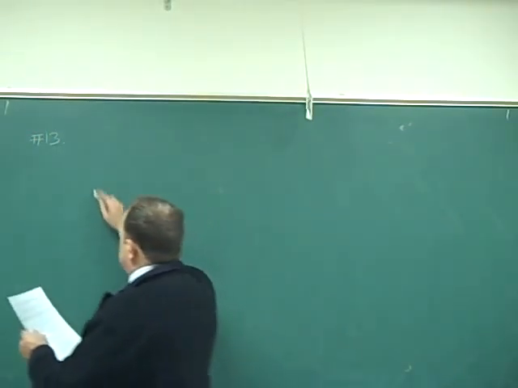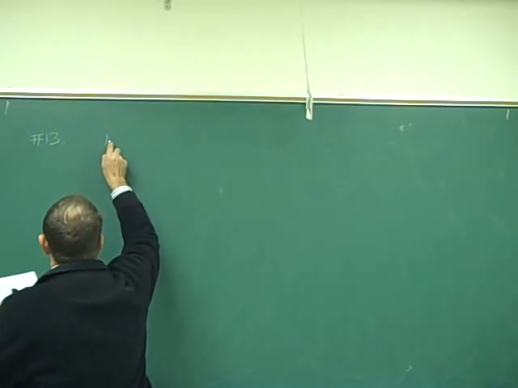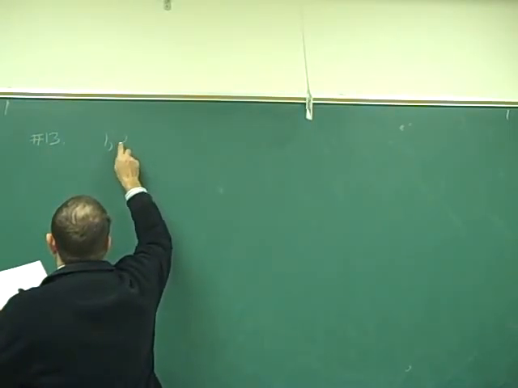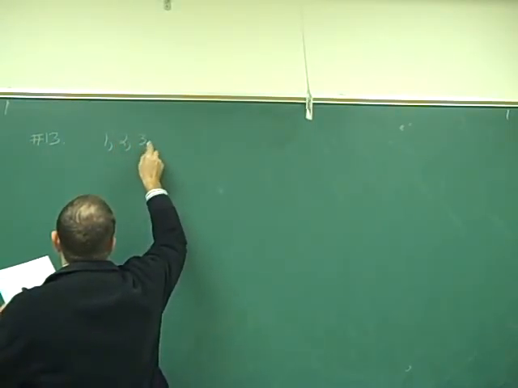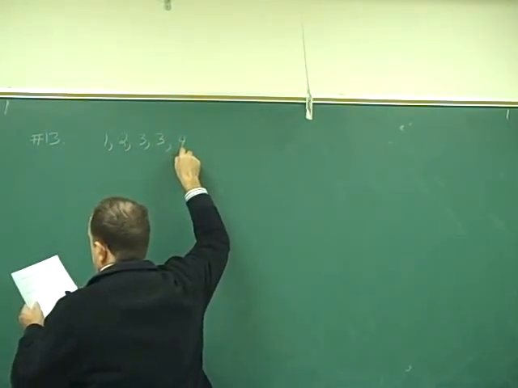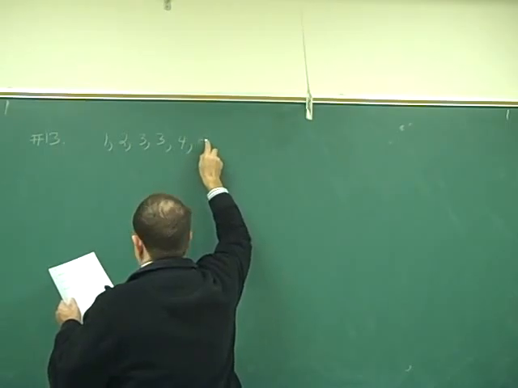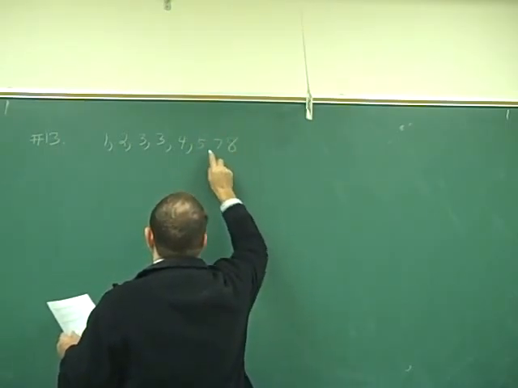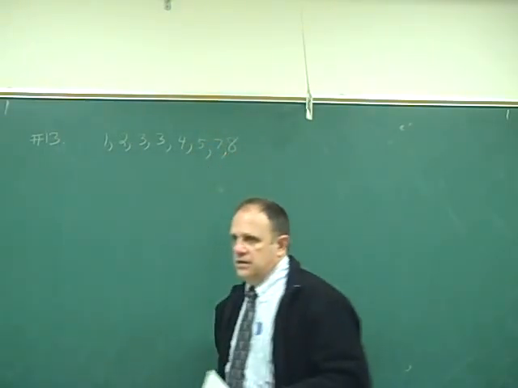13. They don't put them in order. They've got 7, 4, 3, 2, 8, 5, 1, 3. So you want to put them in order first. Okay? So that would make it 1, 2, 3, and then 3 again, and then 4, 5, 7, and 8. Okay? So here they are, they're in order.